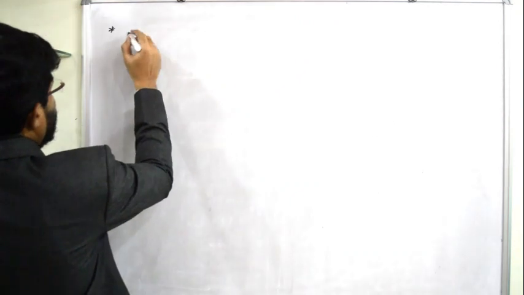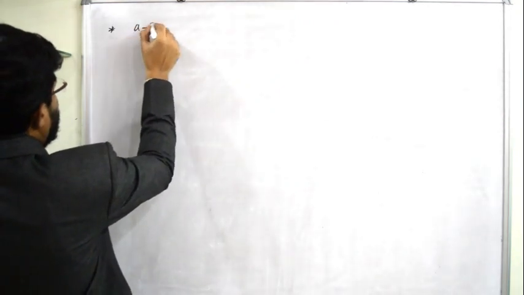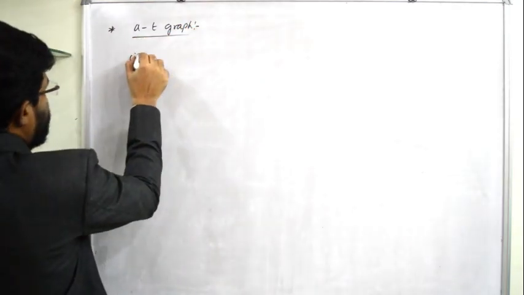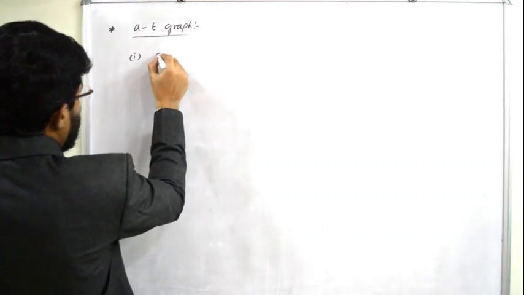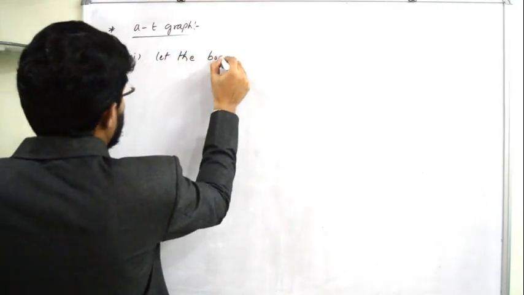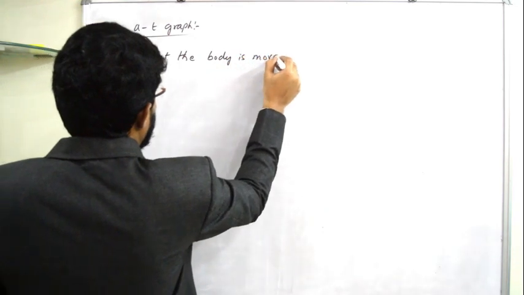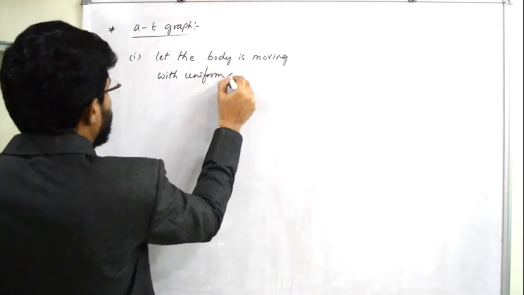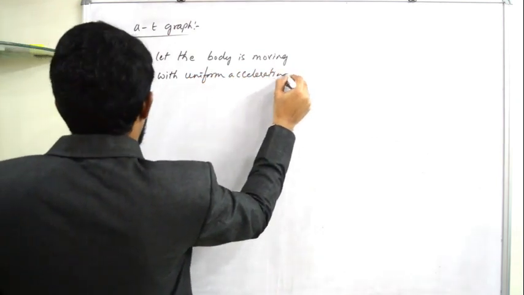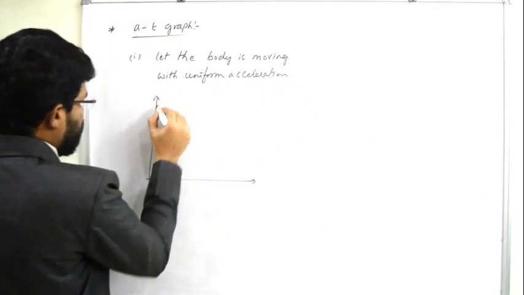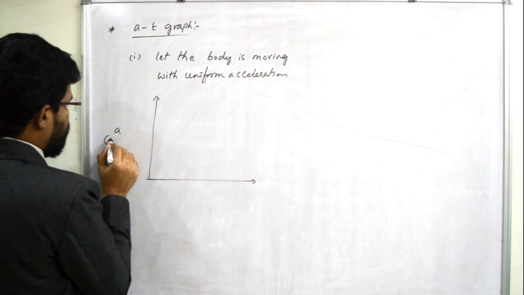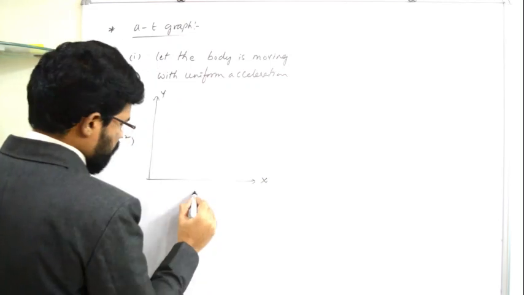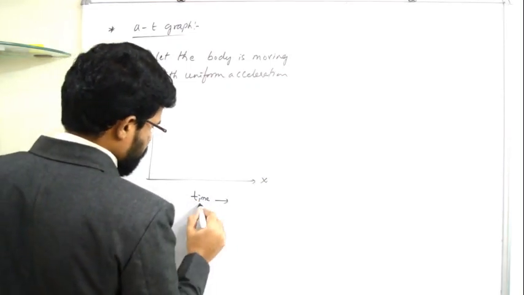So in the acceleration time graph, let us say the body is moving with uniform acceleration. Uniform acceleration in the sense constant acceleration. So this is our acceleration, which is taken on the y-axis, and I am taking time on the x-axis.